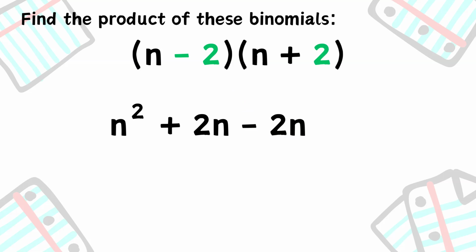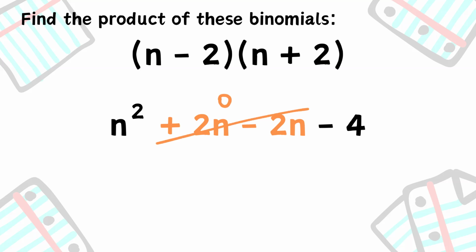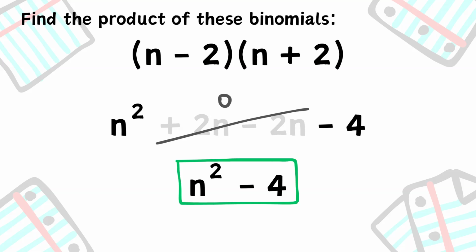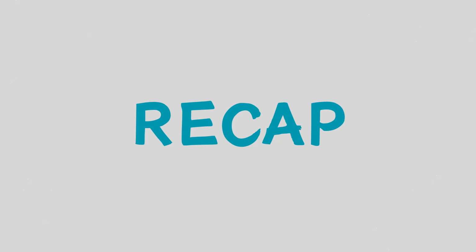And the last step in FOIL is to multiply the last terms. Negative 2 times 2 is negative 4. So we have n squared plus 2n minus 2n minus 4. Notice here that the 2n and negative 2n can cancel out, as they combine to make 0. So we're left with n squared minus 4. And that's the solution to this binomial. Cool. Alright, let's recap what we learned today.